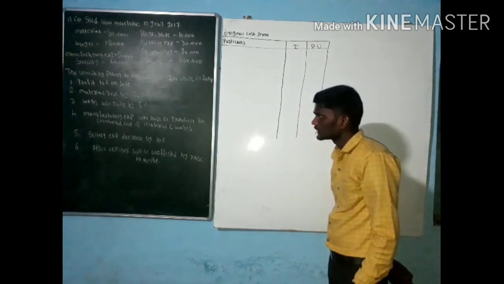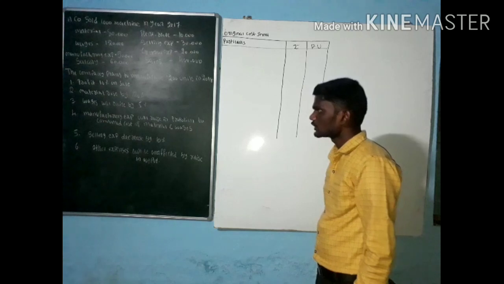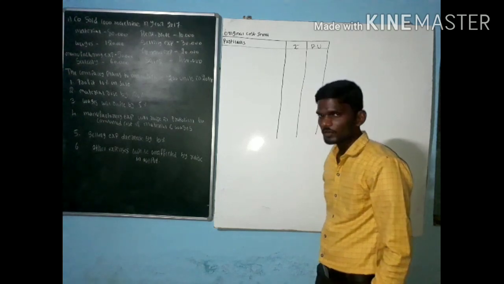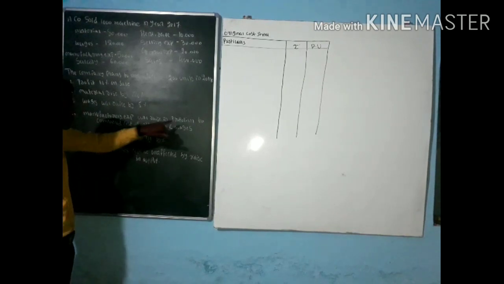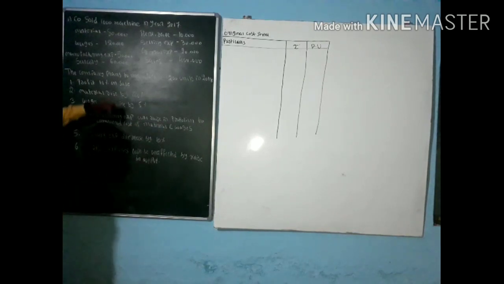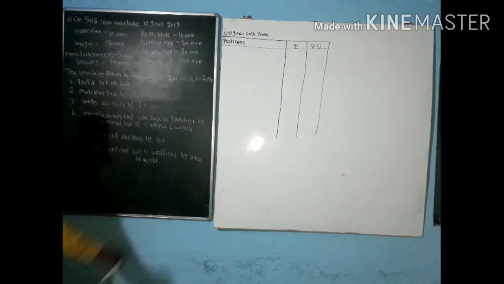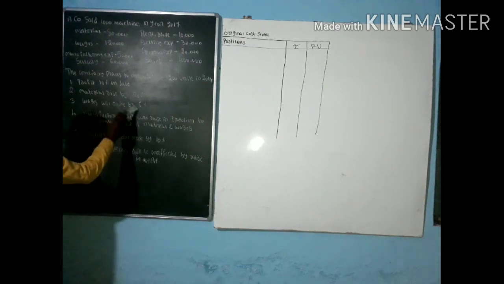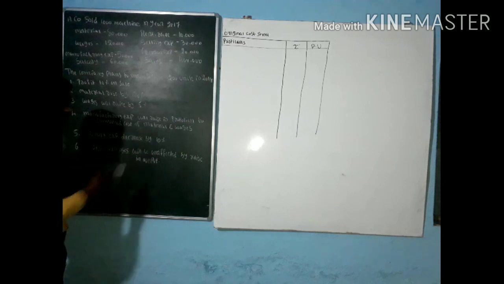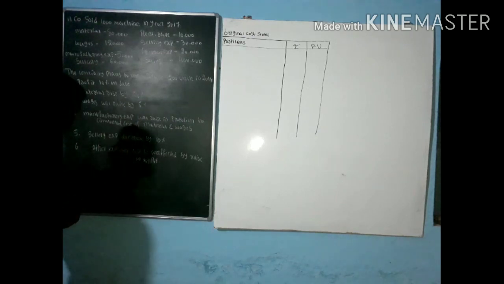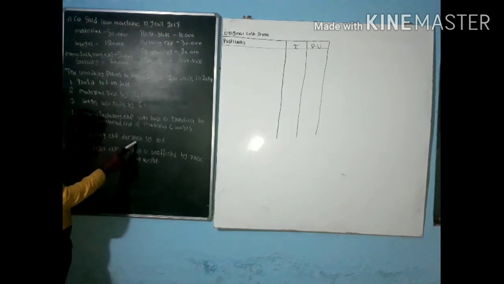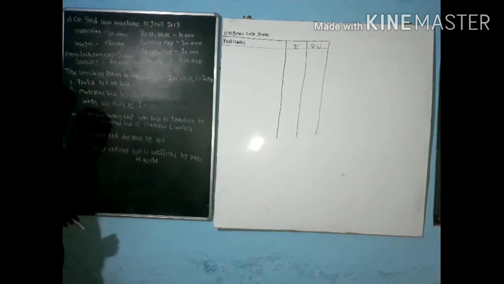Manufacturing expenses will rise in proportion to the combined cost of material and wages. How much is increasing? This is 20%, this is 5%. So we can consider 25% on the prime cost. Next, selling expenses decrease by 10%, it is decreasing.